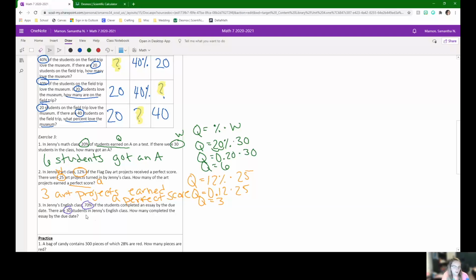So quantity equals percent times whole. Here we have our percent. 30 is the total in the class, so that's going to be our whole. And how many completed it by the due date is going to be our quantity. So pause this video and see if you can solve this one.